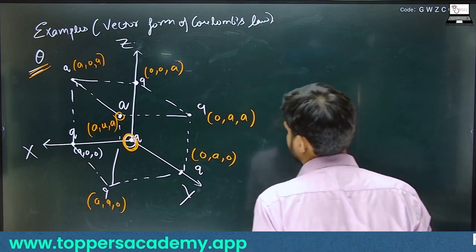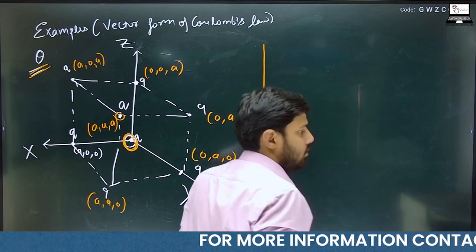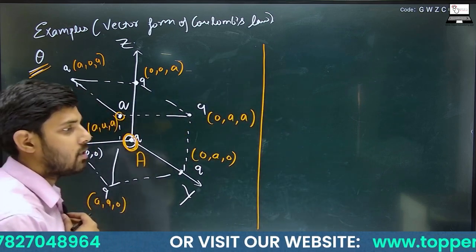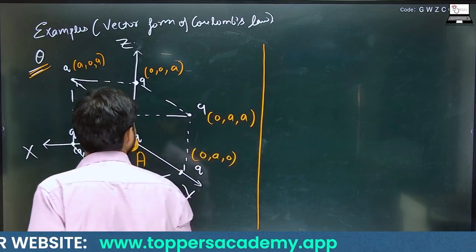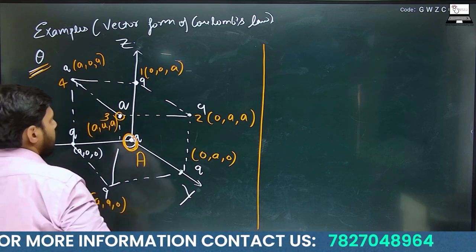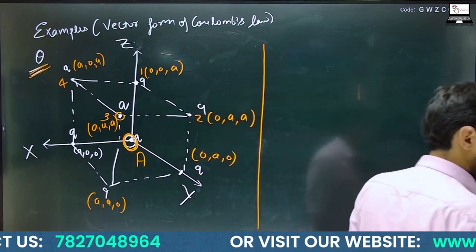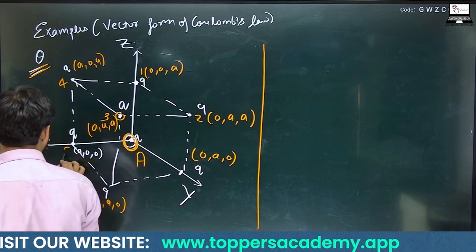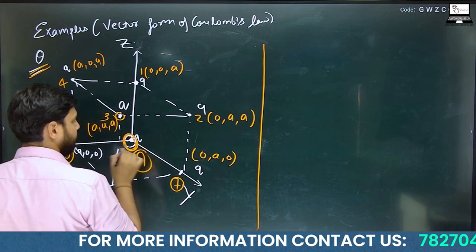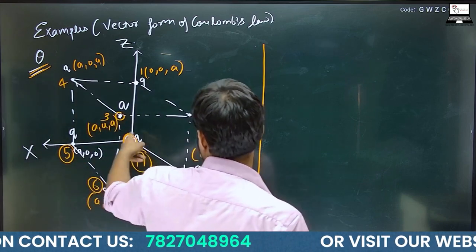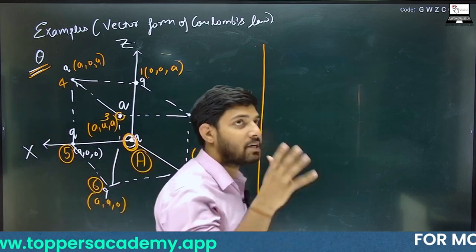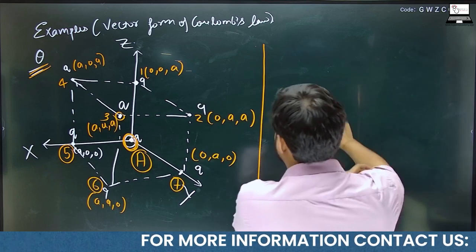How can we find the force? Let's start by giving names to the charges. Let's call them 1, 2, 3 and 4, and in the same way 5, 6 and 7. Let's call this one A. So how do we find the force vector on this charge QA? We have to calculate individually in vector form first.